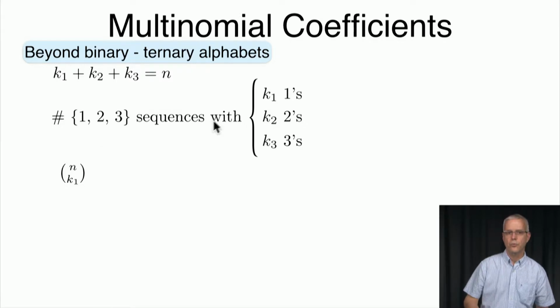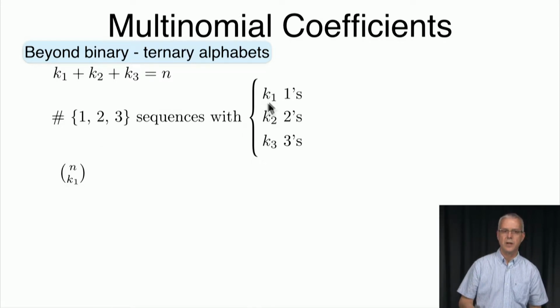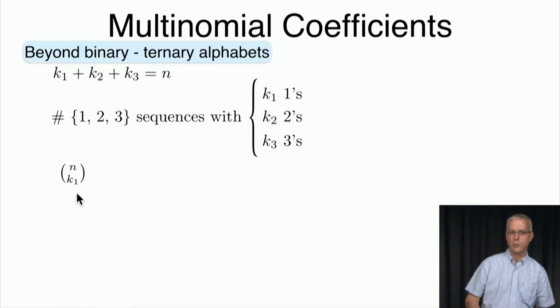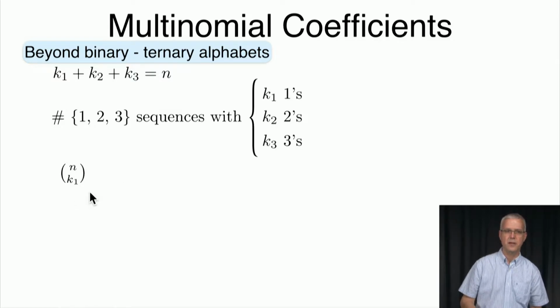So the number of such sequences, to count it, we can just apply the binomial theorem twice. We can say, well, we need to choose the location of the 1s, and we have n locations, and we have to choose k1 1s. So the number of ways to do this is n choose k1, that we have seen in the previous lectures.